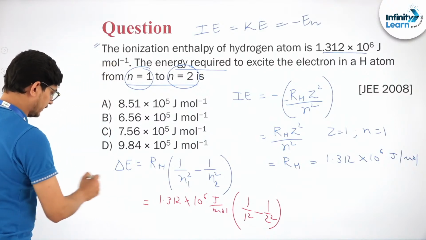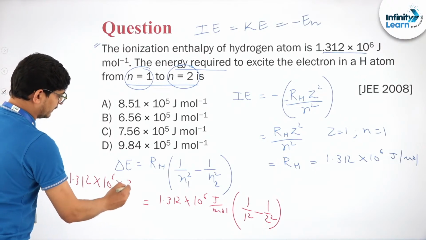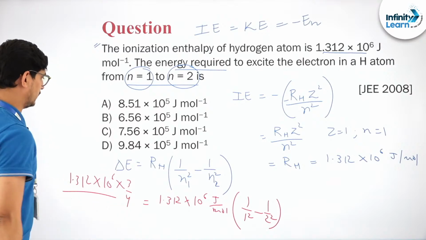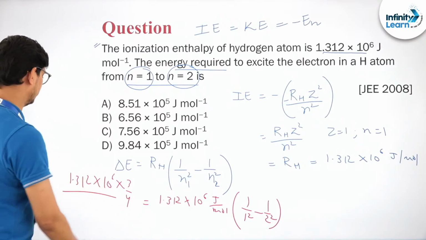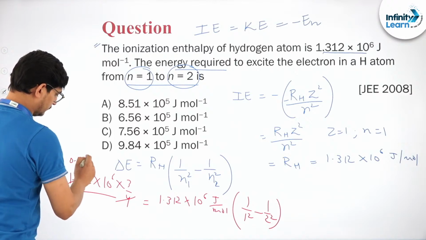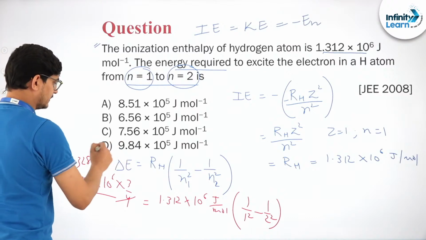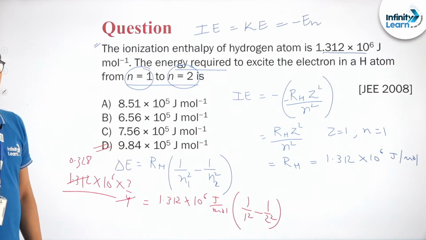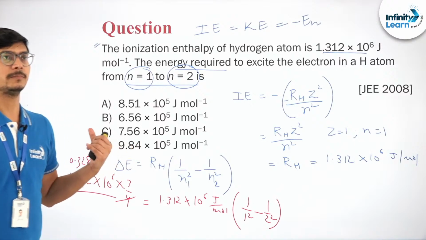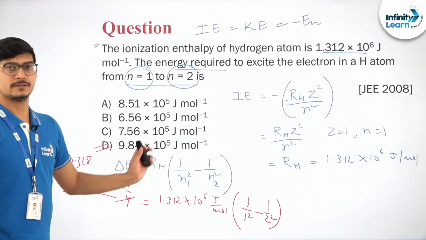So when you multiply 1.312 multiplied by 10 to the power 6 by 3 by 4, it will be approximately 0.984 multiplied by 10 to the power 6 joule per mole. Yes, so you will get this as the correct answer. Is that clear, guys? I hope you understood, right? Okay, so let's move on to the next question. Understood, guys?